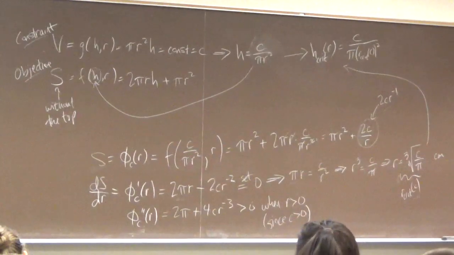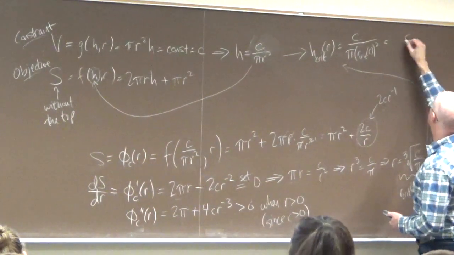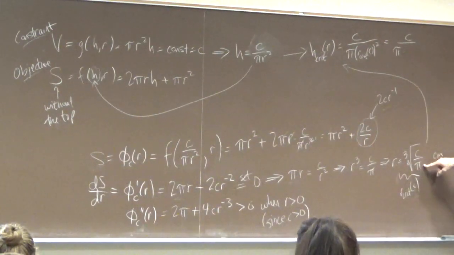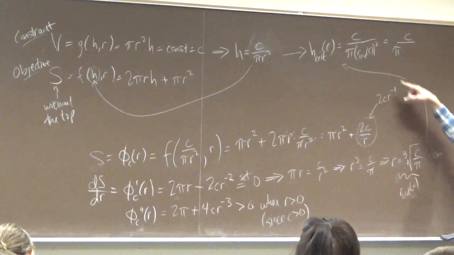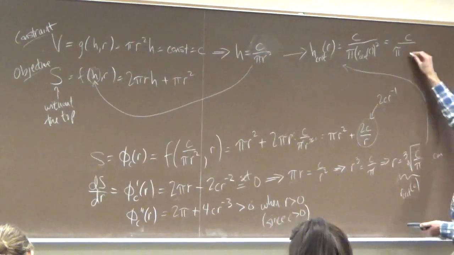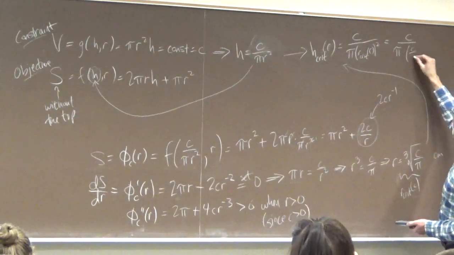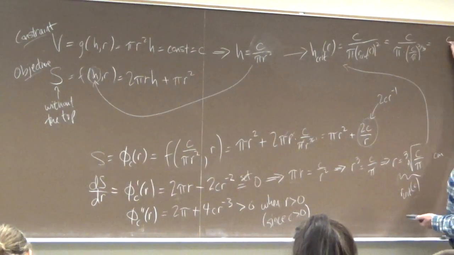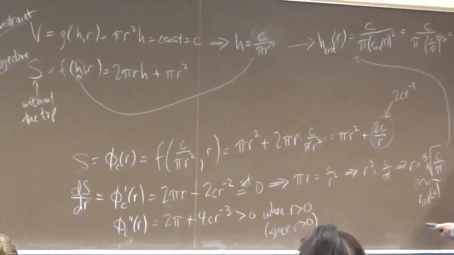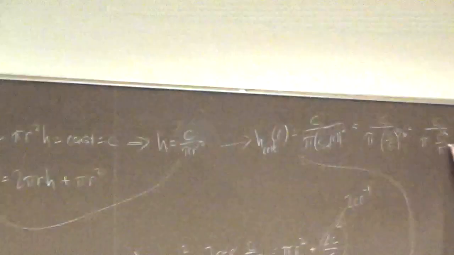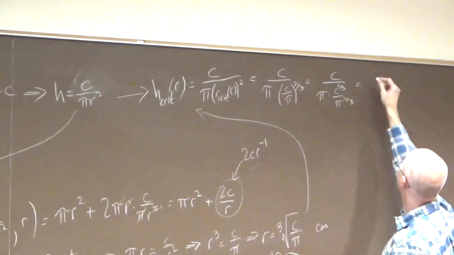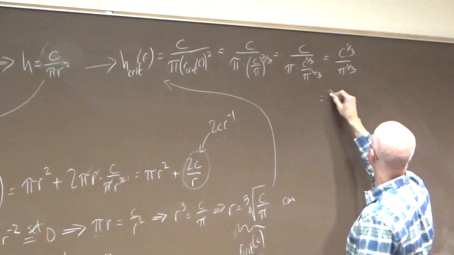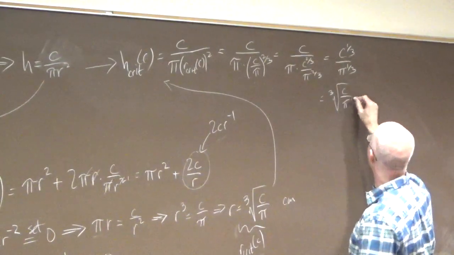So you've got to square this thing, and you've got to be careful with this. It's easy to make a mistake. Cube root is the same as 1/3 power. I'm squaring that, so I really get a 2/3 power here. C over pi to the 2/3 power, which is the same as c to the 2/3 divided by pi to the 2/3. That'll be c to the 1/3 on top divided by pi to the 1/3 on the bottom. Cube root of c over pi.